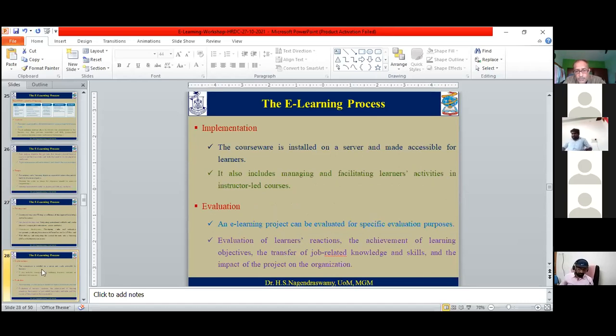It also includes managing and facilitating learners' activities in instructor-led courses.